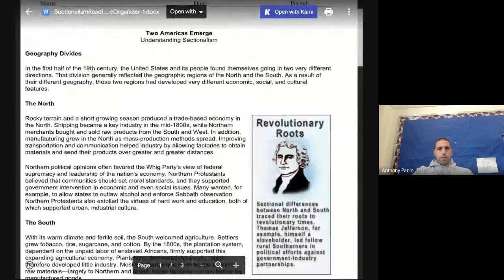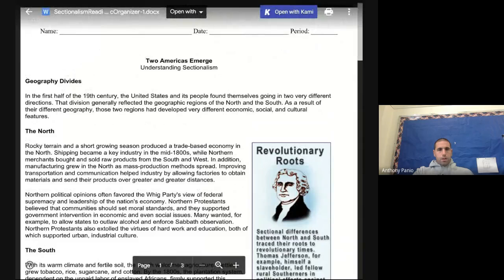All right, here we go. So let's read through this together. Two Americas emerge. All right, understanding sectionalism.